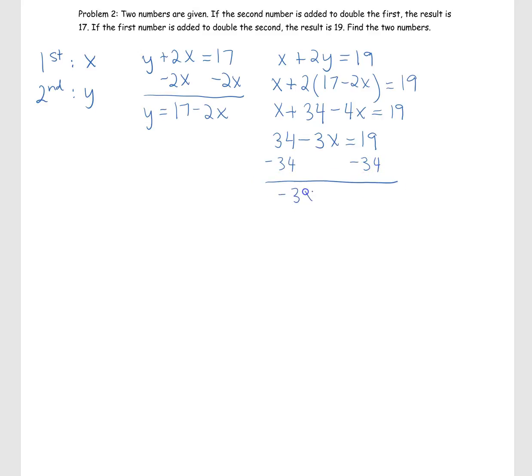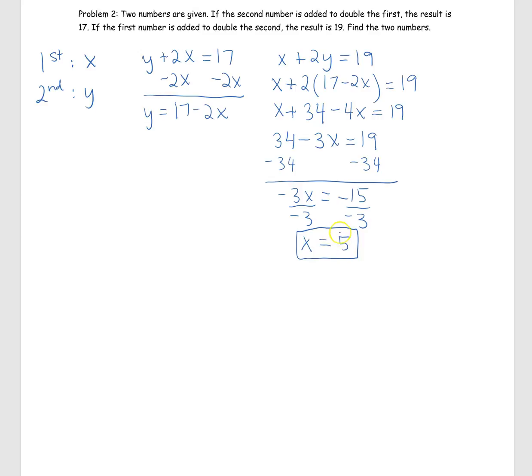This leaves me with negative 3x equals 19 minus 34, which is negative 15. Now I'm going to divide by negative 3 on both sides, which leaves me with x, and negative 15 divided by negative 3 is positive 5. So I'm left with x equals 5.